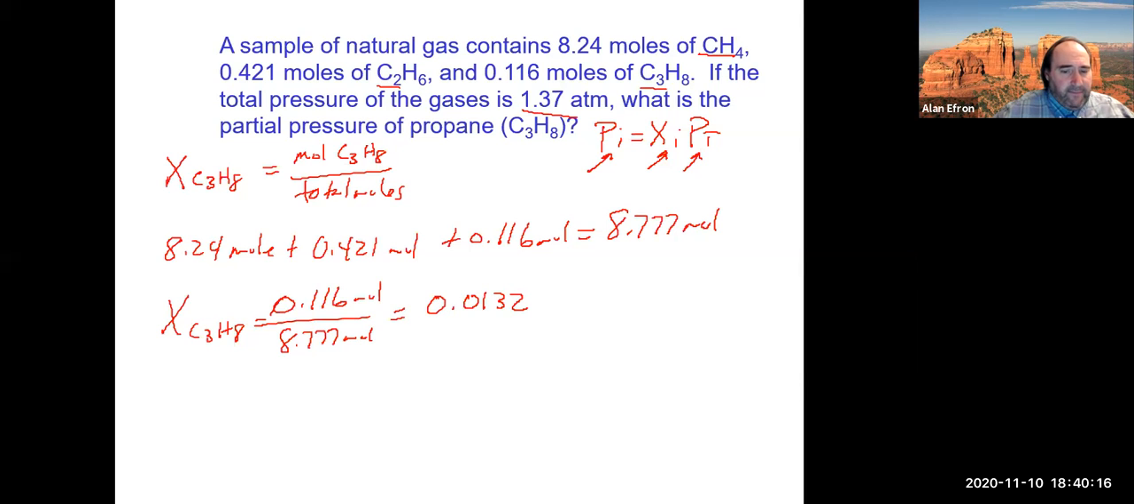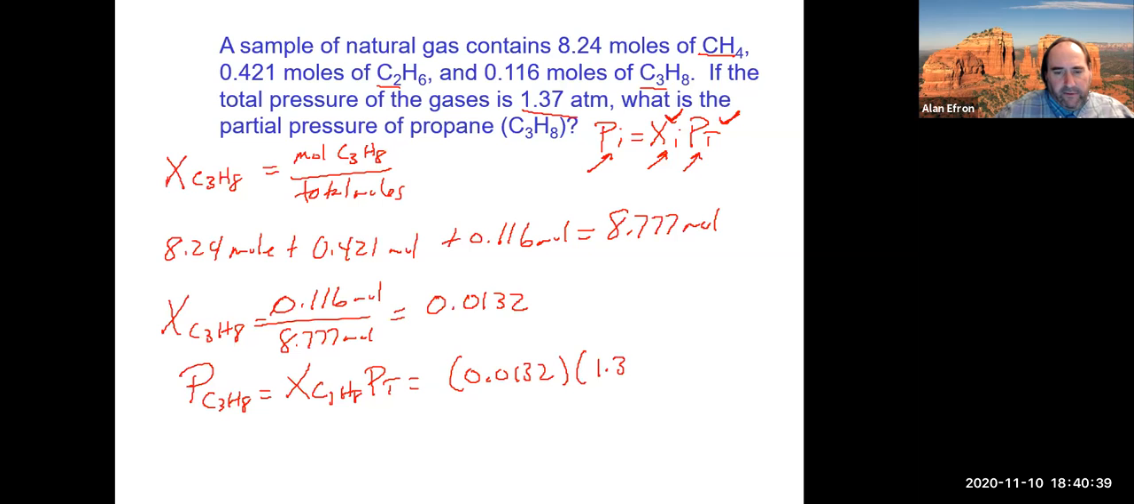And we then can use that here, and we have the total pressure given to us. So to find the partial pressure of this guy, it would be its mole fraction times the total pressure. So that's going to give us 0.0132 times our 1.37 atmospheres. And we will end up with, looks like 0.0181 atmospheres as the partial pressure of propane in this particular case.